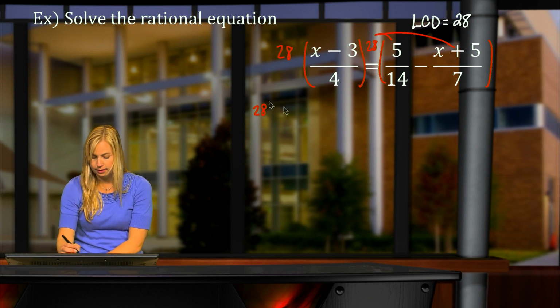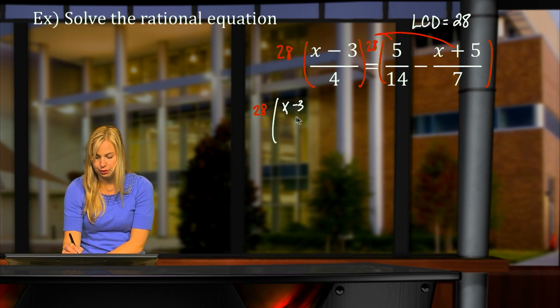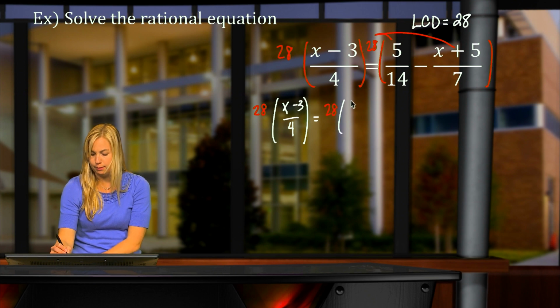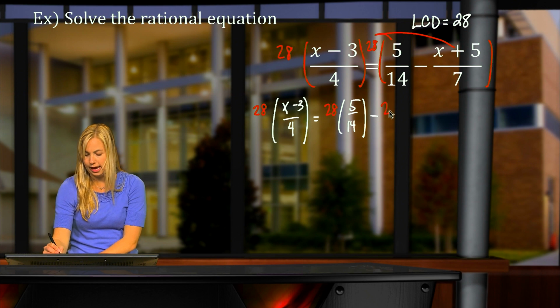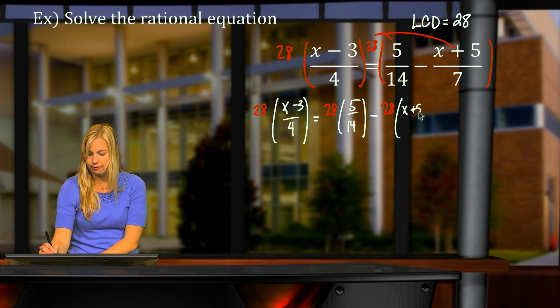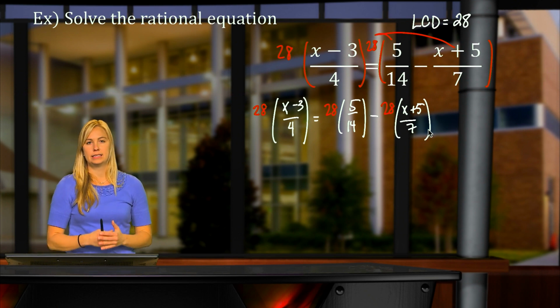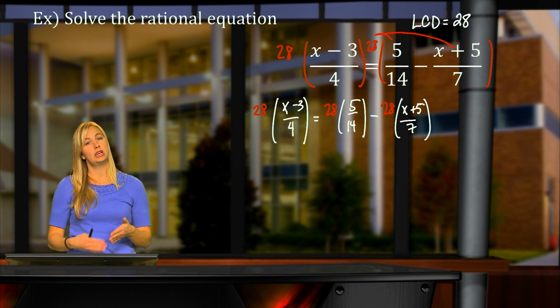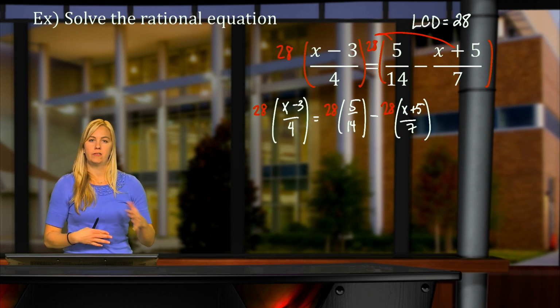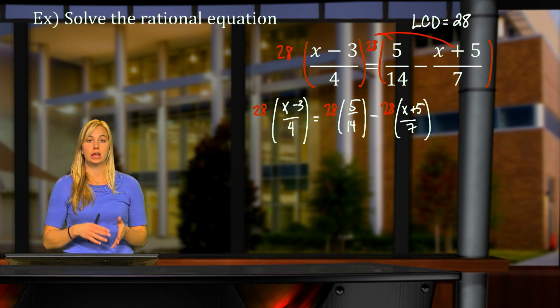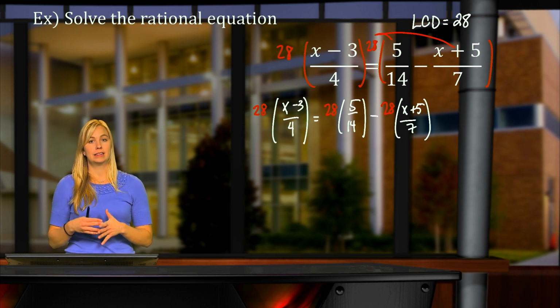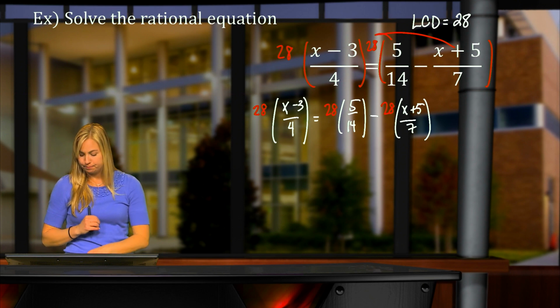So I have 28 times (x - 3)/4 equals 28 times 5/14 minus 28 times (x + 5)/7. Now this step might seem unnecessary to some of you, and if you're really good at distributing and simplifying at the same time, you can omit this step. But I encourage you, if you're having issues with simplifying and distributing at the same time, to take this intermediate step.